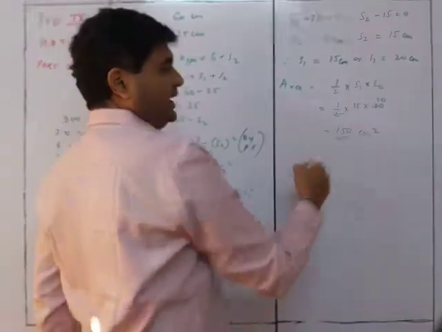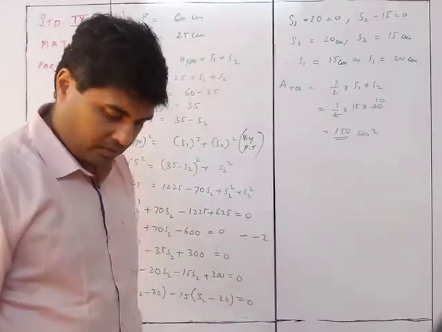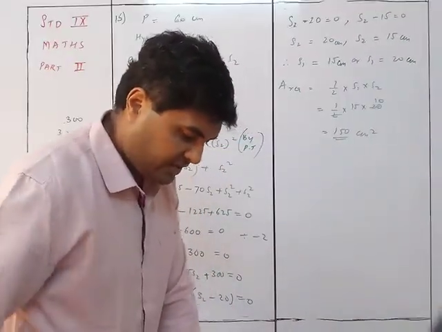Accordingly you find the area as half into S1 into S2. So that was sum number 15. We now move on to sum number 17.